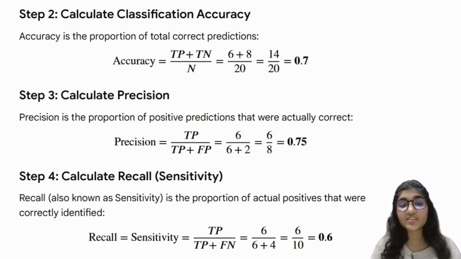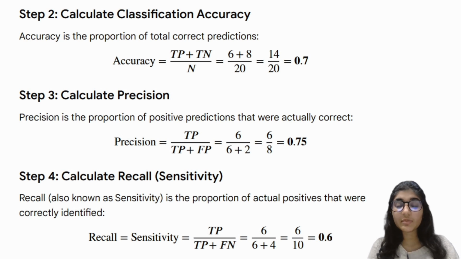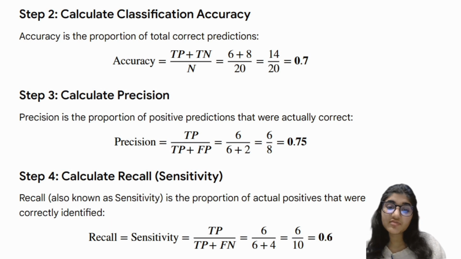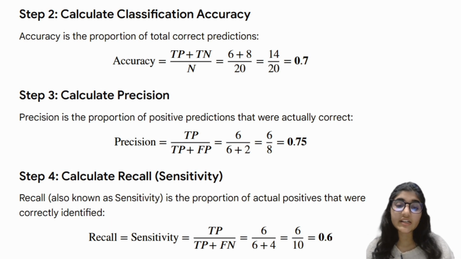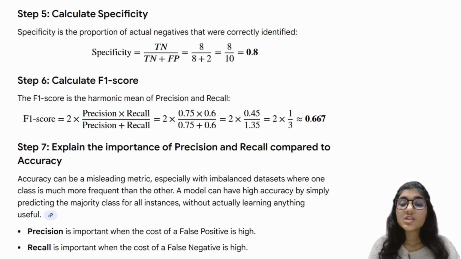The precision is the proportion of positive predictions that were actually correct. So the precision is TP upon TP plus FP, that is 6 upon 6 plus 2, which gives us 0.75. Then we will calculate the recall, that is sensitivity. Recall is the proportion of the actual positives that were correctly identified. So the recall becomes TP upon TP plus FN, which gives us 0.6.